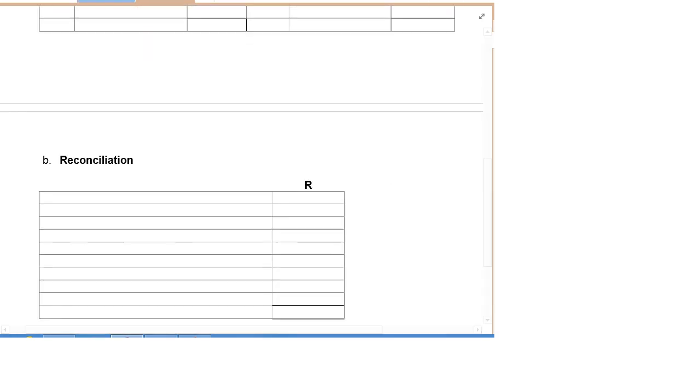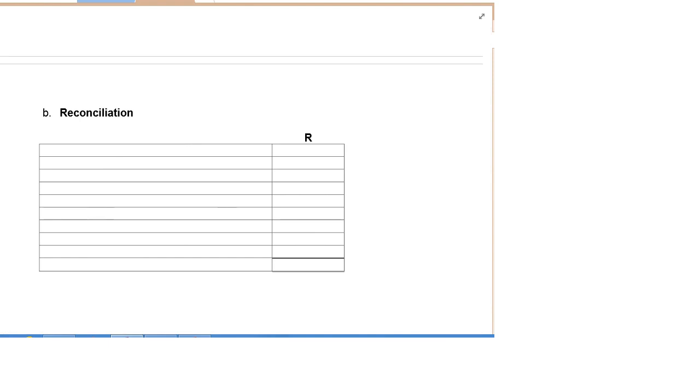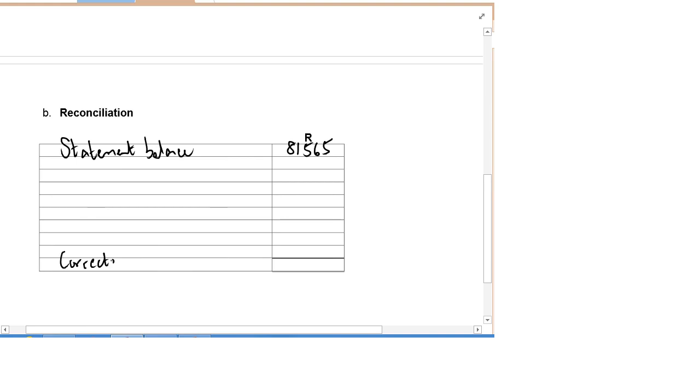Sons, and we're going to do a reconciliation where we're going to start with the statement balance that we've been given. And the statement balance we've been given from Melmore and Sons at the end of the month is 81,565. So we start with that balance and we work down to the corrected balance per our creditors ledger account. Per our account, we're going to get a corrected balance here.